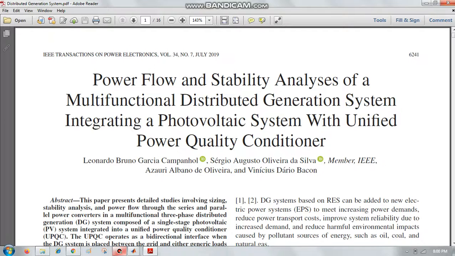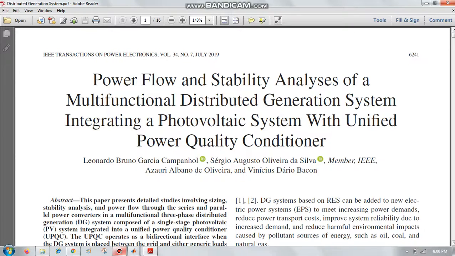Power flow and stability analysis of a multifunctional distributed generation system integrating a photovoltaic system with unified power quality conditioner. The main aim of this project is to improve the power flow in the distributed generation system with the help of PV connected unified power quality conditioner.